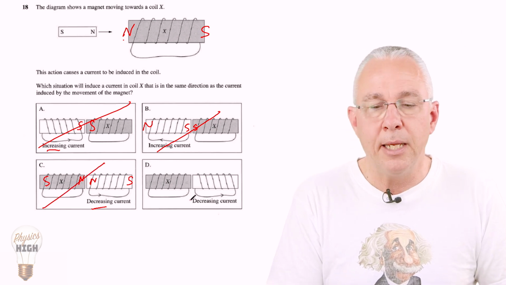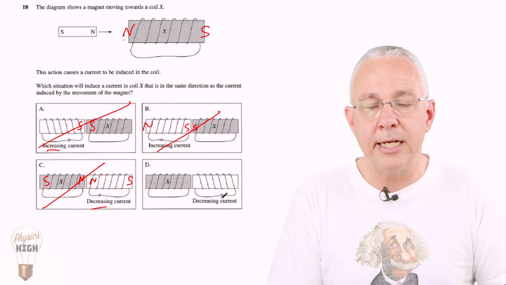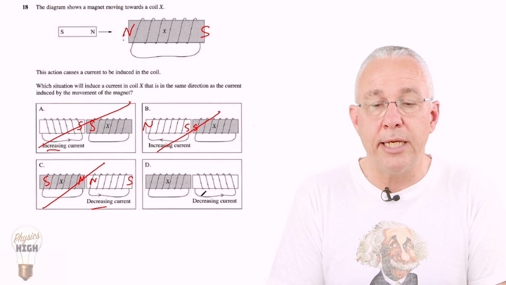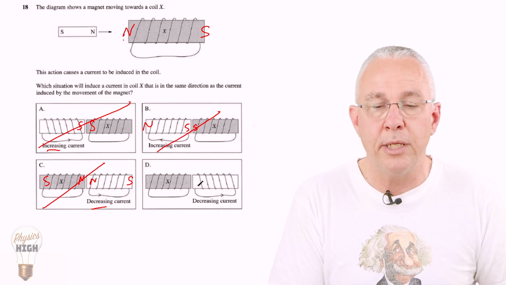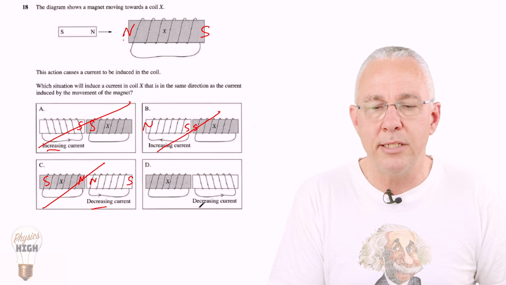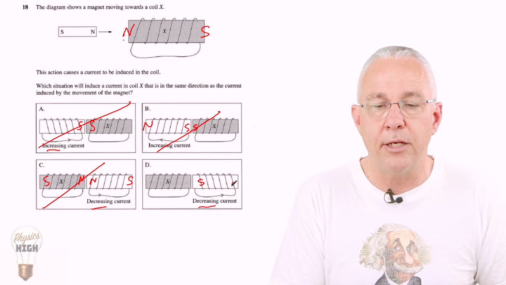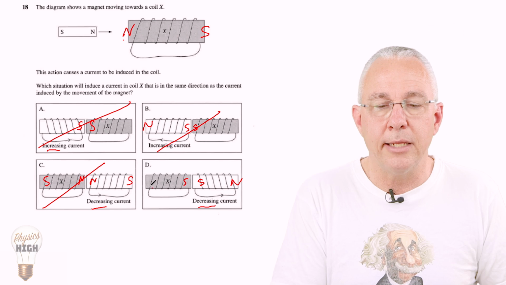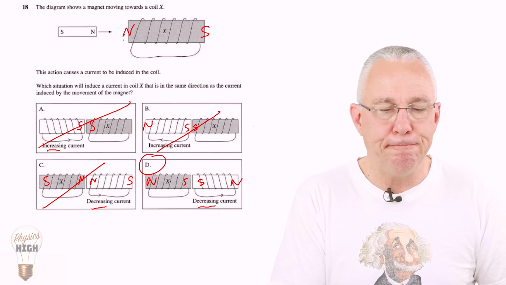Let's confirm D. Similarly, with a decreasing current, initially thinking using my right-hand grip rule I'd get a north here, but I'm actually going to get a south because it's decreasing in current. I'm going to get a south there and a north there, and that matches what we have up here. The answer is D. Question number 19.